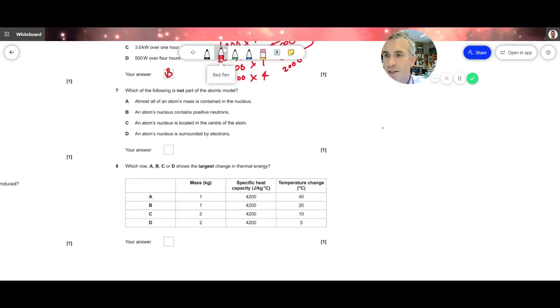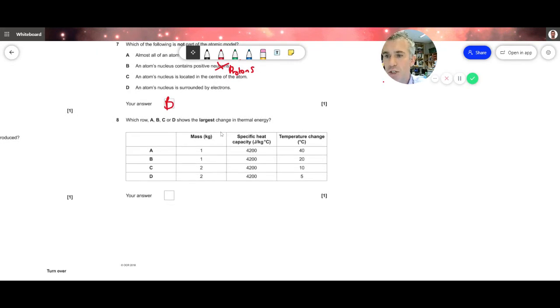Which of the following is not part of the atomic model? Almost all of the atom's mass is contained in the nucleus. That is true. An atom's nucleus contains positive neutrons. That's false. It's the protons that are positive. So the answer is B.